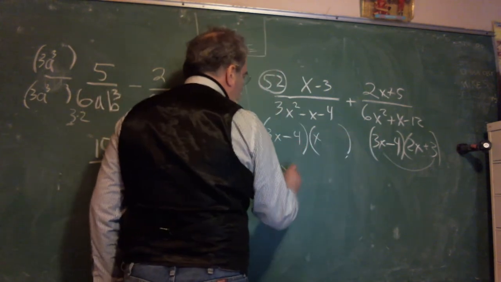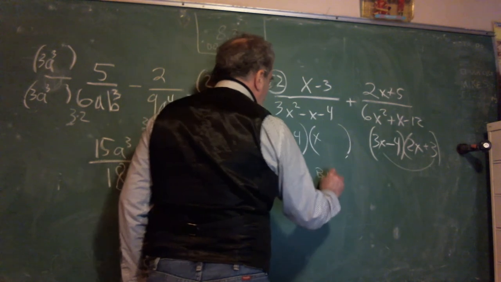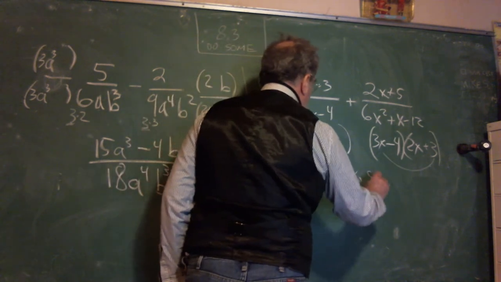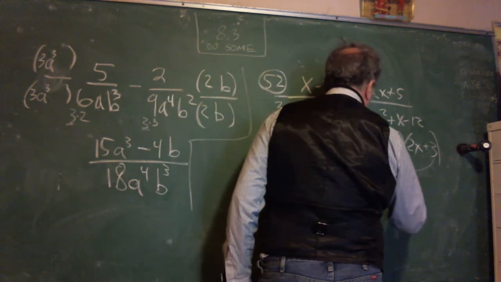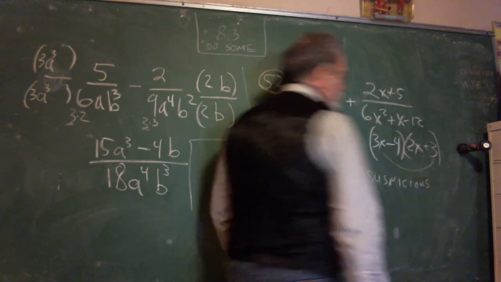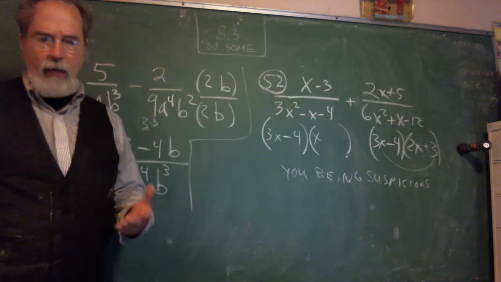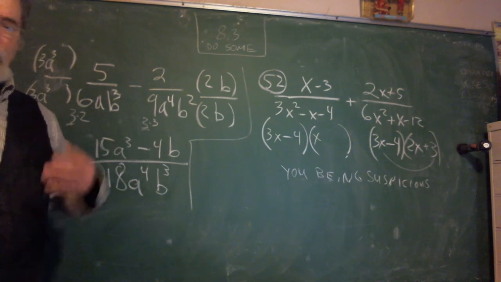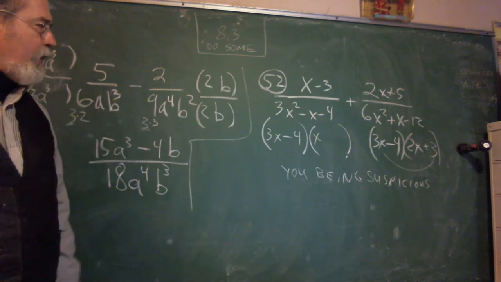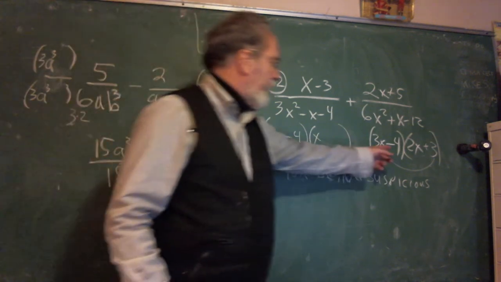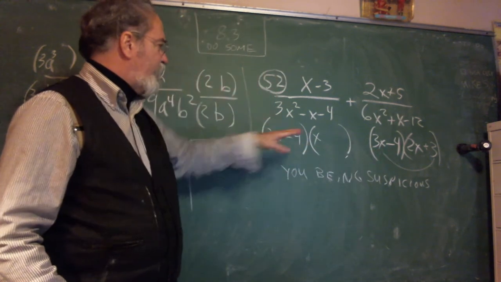This is you being suspicious. Why'd they give you this problem unless there was something in common for you to fish out and find? So I've got a 3x minus 4 in both of these spots if this factoring works.